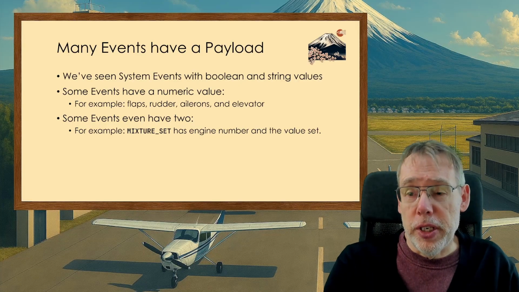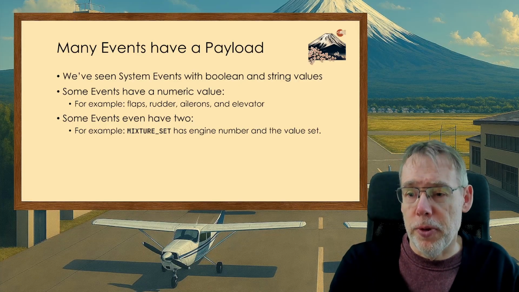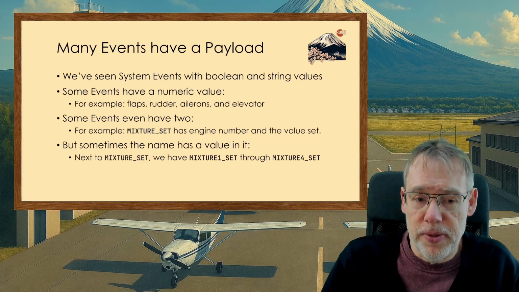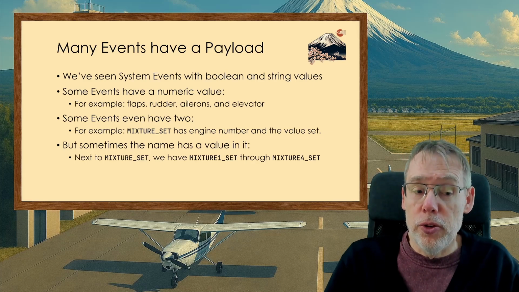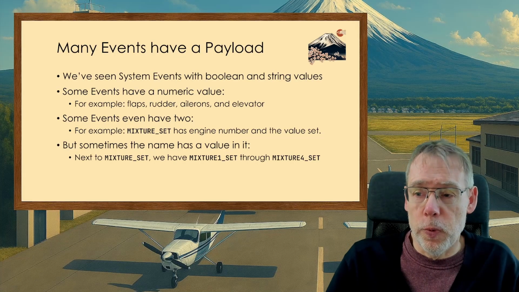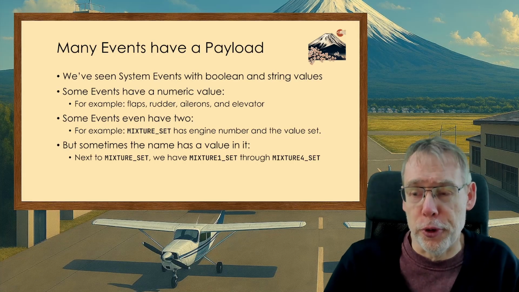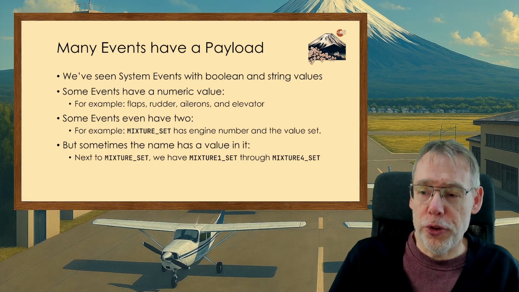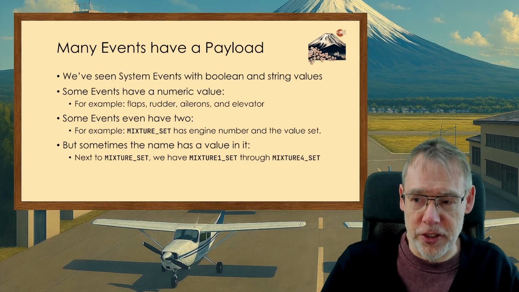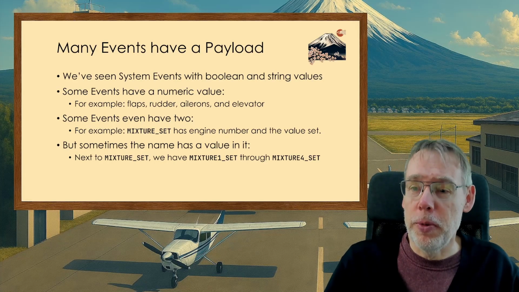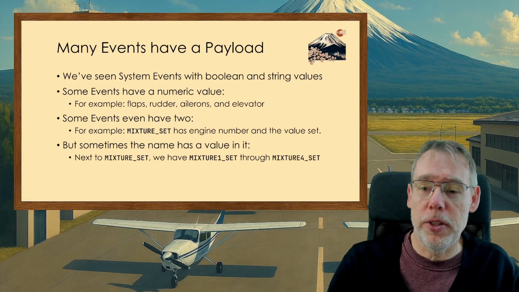But of course, and this is also something that comes from the past, sometimes the name has the second value. For example, you don't have just mixture set, you also have mixture 1 set through mixture 4 set. This, of course, assumes there are at most 4 engines where you can set mixture. There are some aircraft where this would be a problem, so be careful with using these.